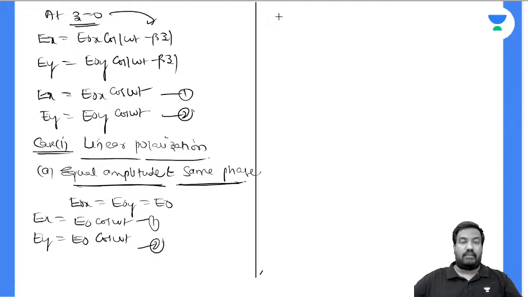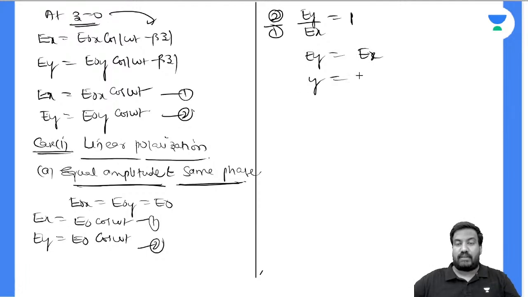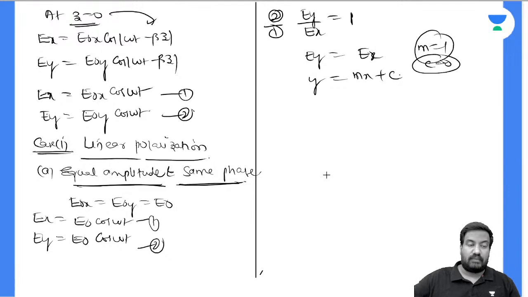Doing this 2 by 1, Ey by Ex is equal to 1, which implies Ey is equal to Ex. y is equal to mx plus c. Here in this case, slope m is 1 and c is 0. This is under linear polarization.